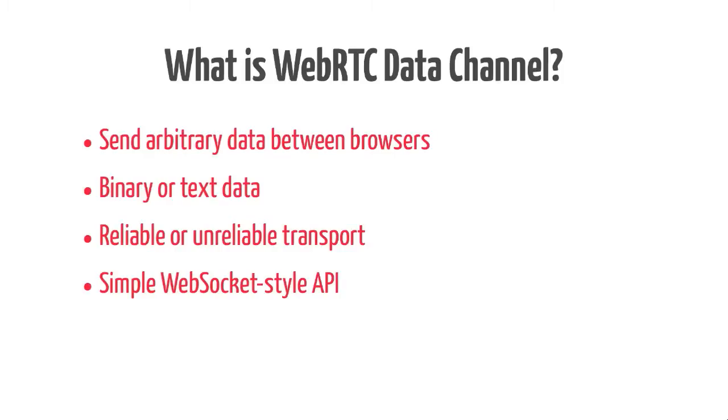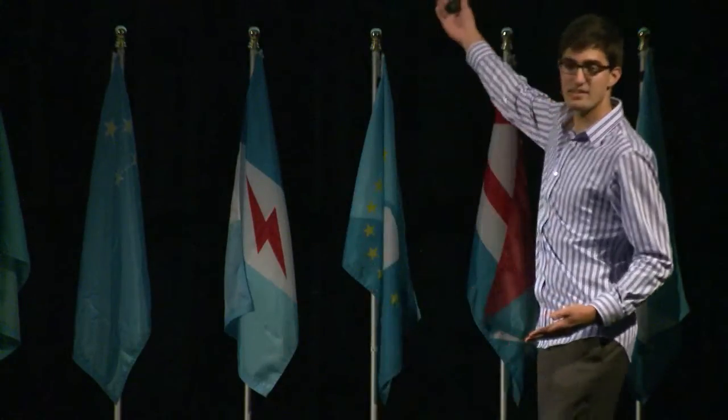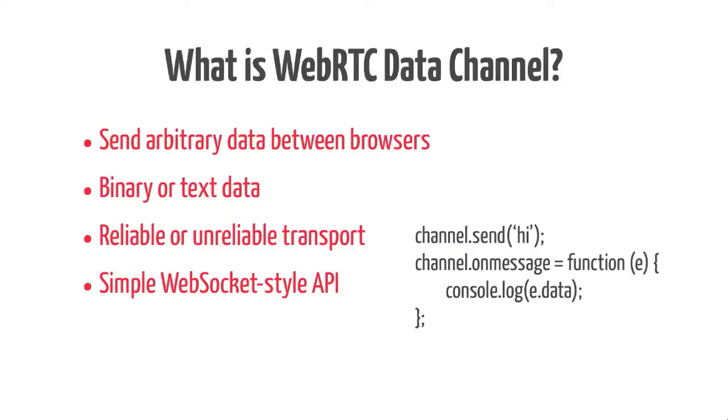Specifically, the data channel part of WebRTC is what interests me the most. Most people have been talking about the video and audio aspects of it. But the data channel lets you send any kind of data you want between peers. It can be text. It can be binary. There are two transport types: reliable, which emulates TCP semantics, and unreliable, which emulates UDP semantics. And the API is dead simple. It's just like a WebSocket. You can send, and you can get messages when somebody sends data to you. Really easy, really straightforward.